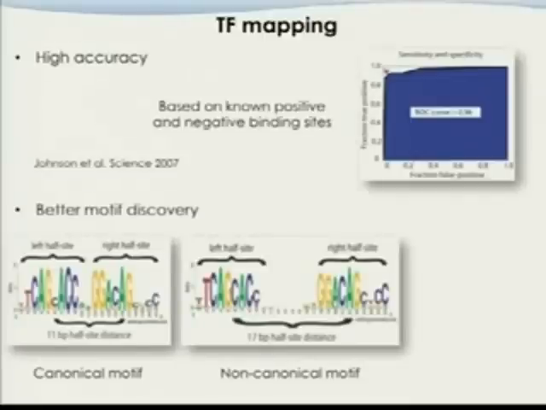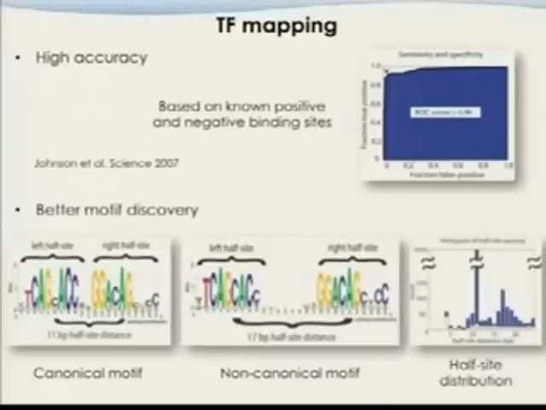So you can see this one, the half sites are the same, but the distance is much greater. It's 17 base pair or something like that. And those are the ones that we probably will miss if we don't do this experiment. And you can also see the distribution, the number of sites that contain the canonical and non-canonical binding sites.